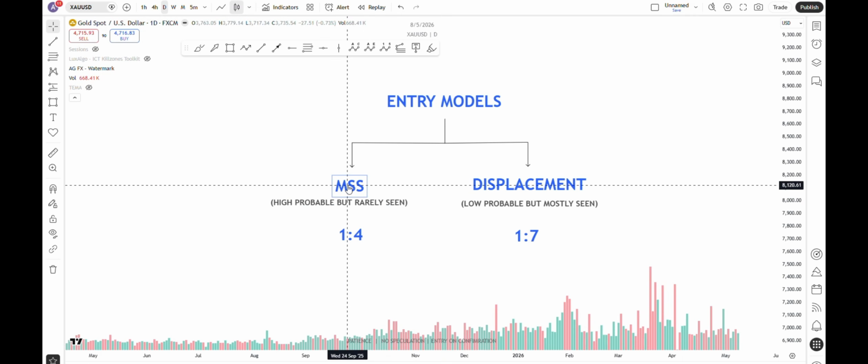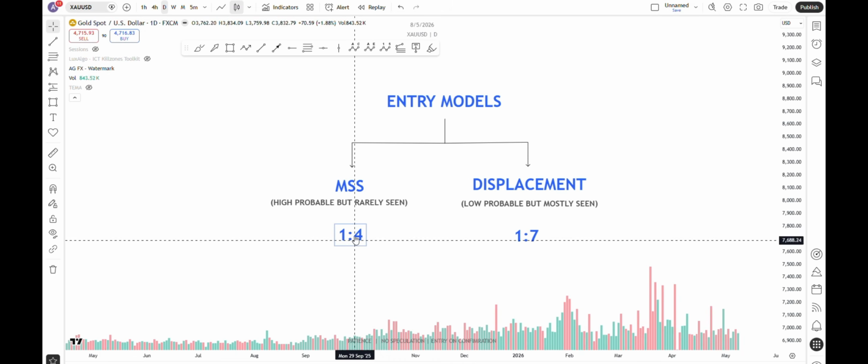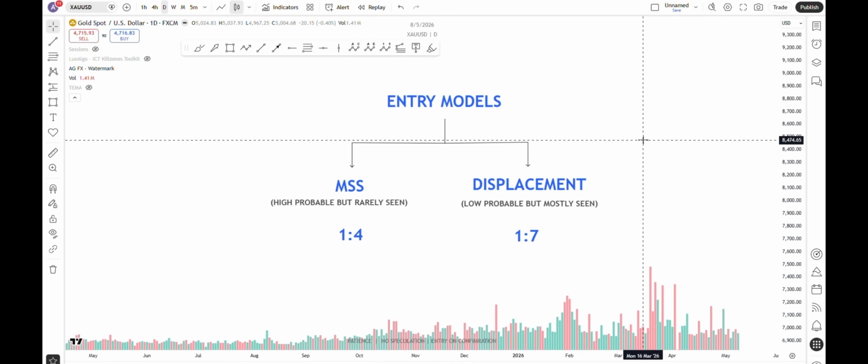Now this is a high probable entry model, but the problem is that you are not going to see this often in the market. It is rarely created, and that's why you do not really get to use this as your confirmation most of the time. But whenever you see it, it will be a high probable entry model, and at least you will be getting 1:4 as your risk to reward.